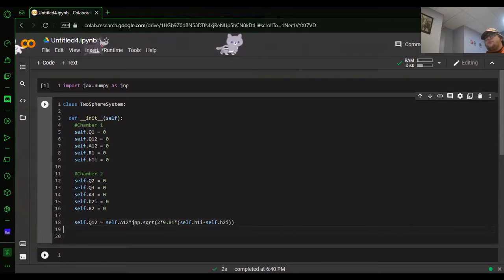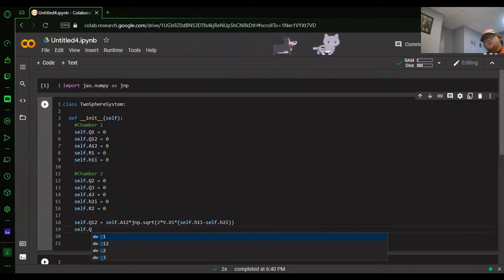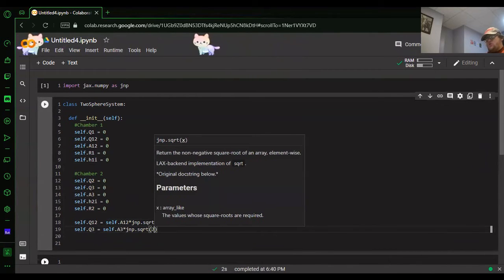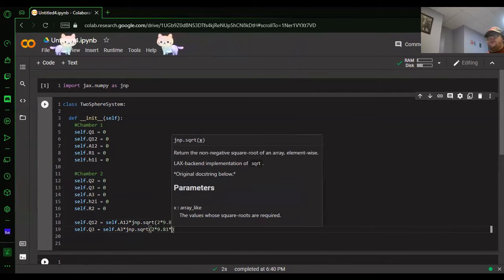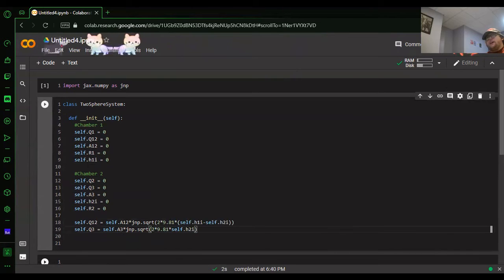I do not know why I put lambda there. I was thinking of something else. My bad. Anyways, same deal with Q3, except we're going to do the cross-sectional area of type 3 multiplied by the square root of 2 times 9.81 multiplied by the height in chamber 2.